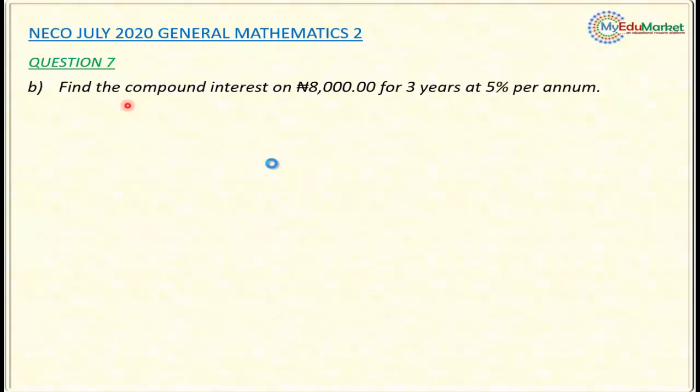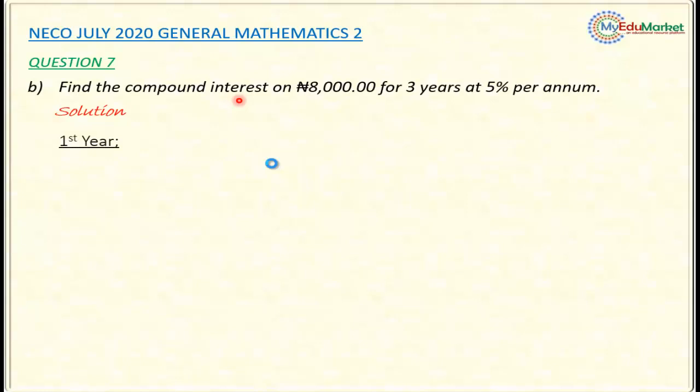The question says find the compound interest on 8,000 naira for 3 years at 5% per annum. So let me attempt to answer that question. Solution: this amount is invested for 3 years at 5% compound interest per annum. So the question is interested in finding the amount of interest. So let me do that.